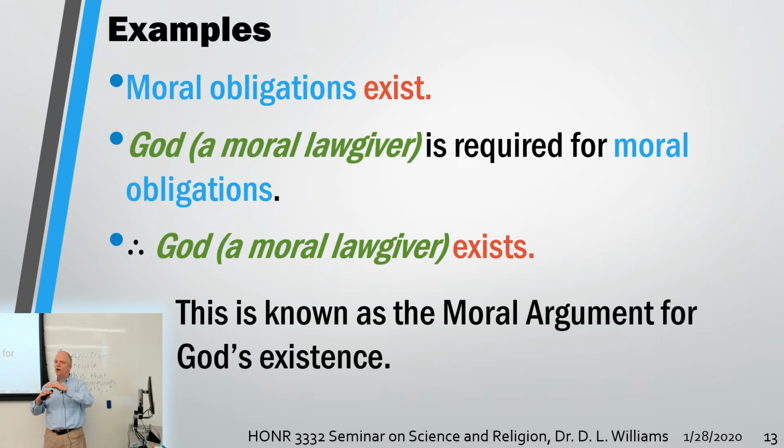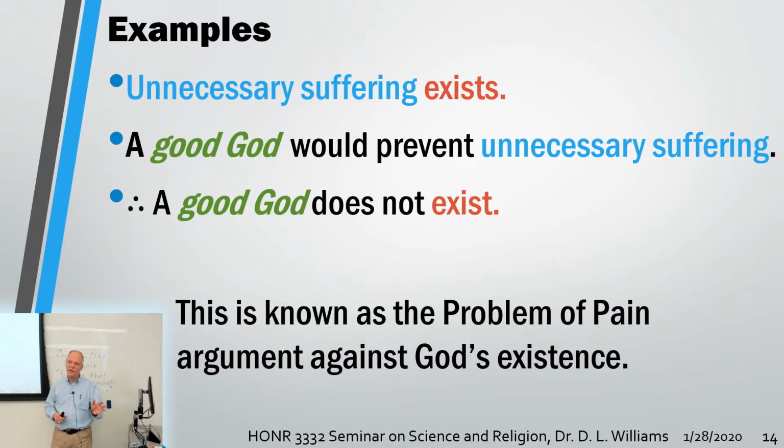And so it helps the argument a little bit. And so this one is typically not written in just three, but I wanted to write it in terms of a three-statement syllogism. Here's another one. This is known as the problem of pain argument against God's existence. Unnecessary suffering exists. That's premise one. Premise two, a good God would prevent unnecessary suffering. And then the conclusion contains parts of the major and the minor premise. A good God does not exist.